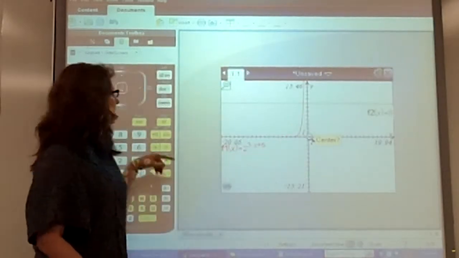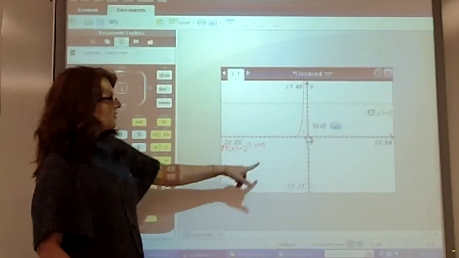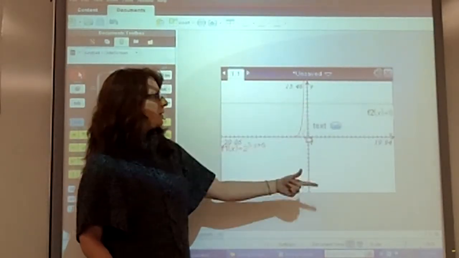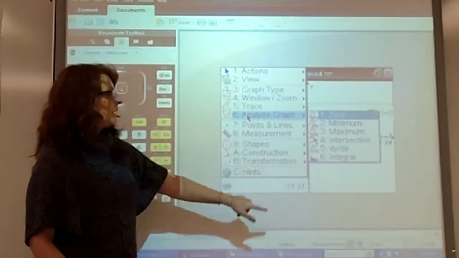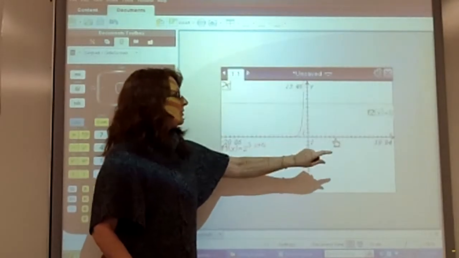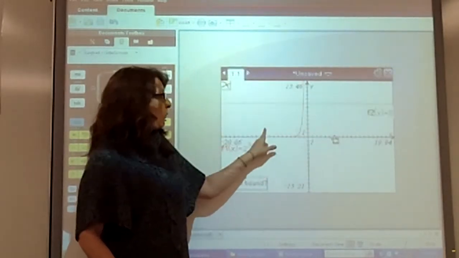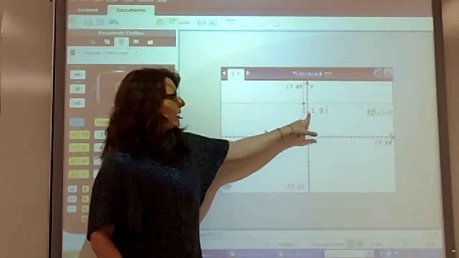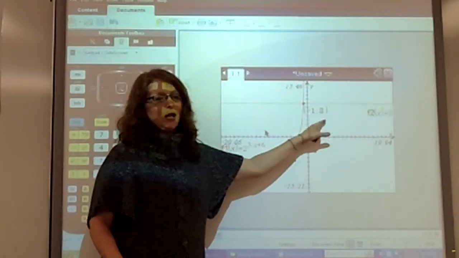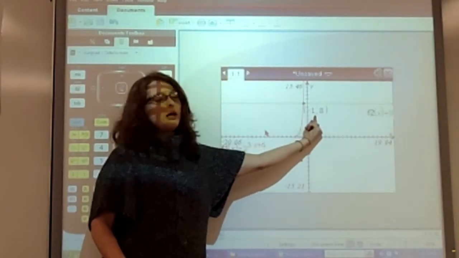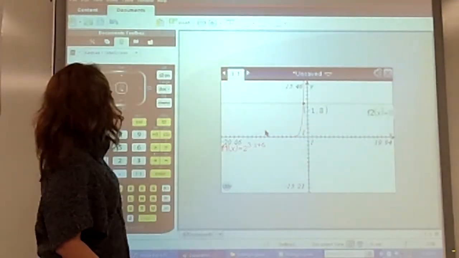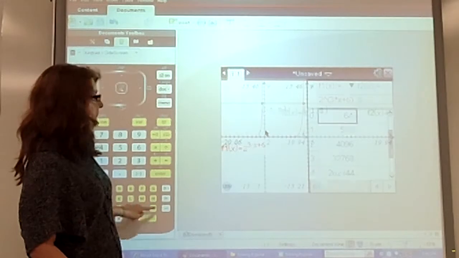Here's my intersection. So I need to know what this point is right here, and let's not guess at it. Let's go menu, analyze graph, intersection, make that window around it. And my point is negative 1, 8, but I want to know what x equals, so my solution is x equals negative 1. Check the table.